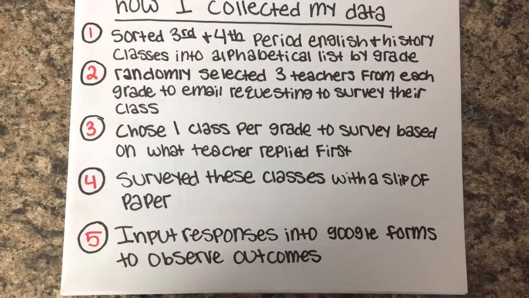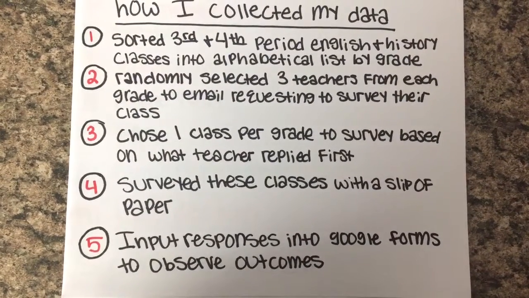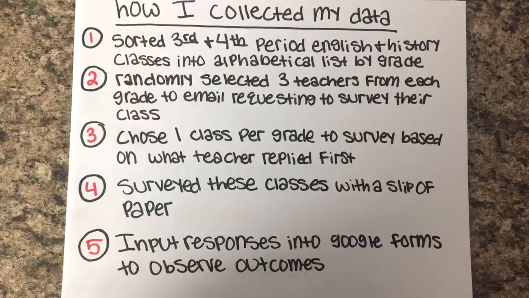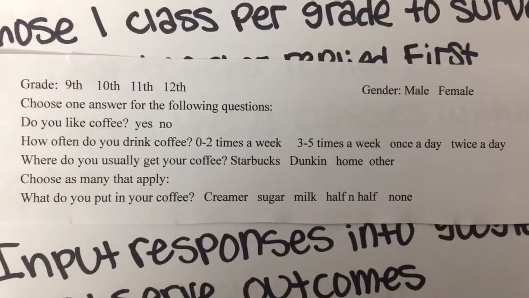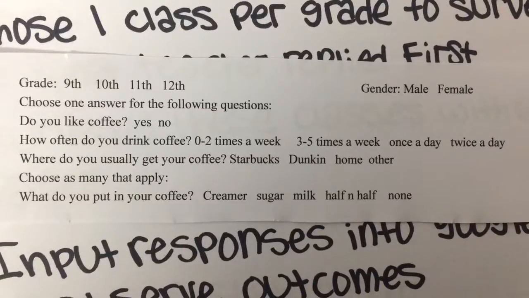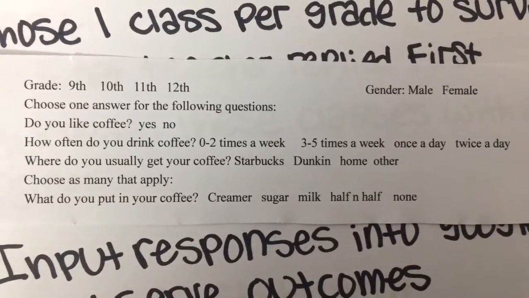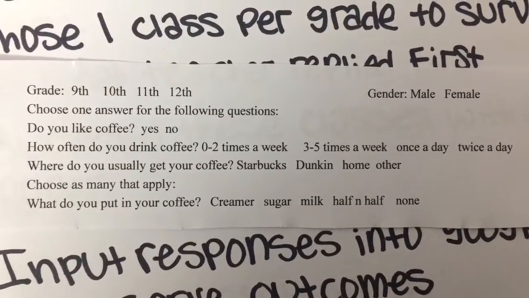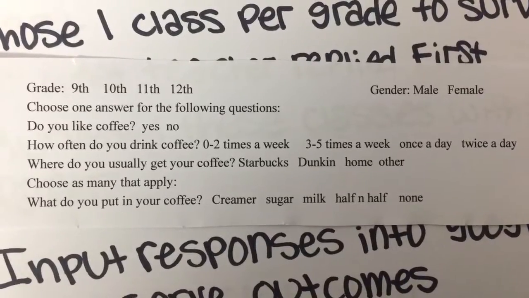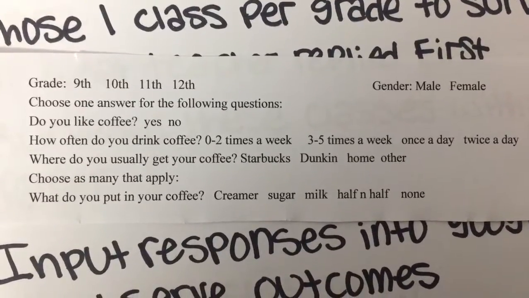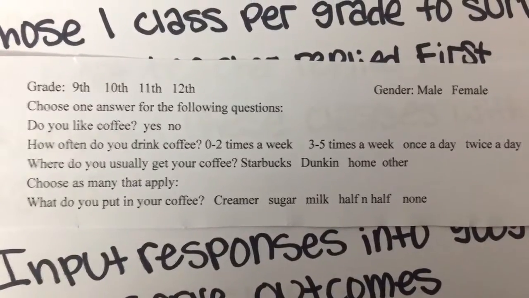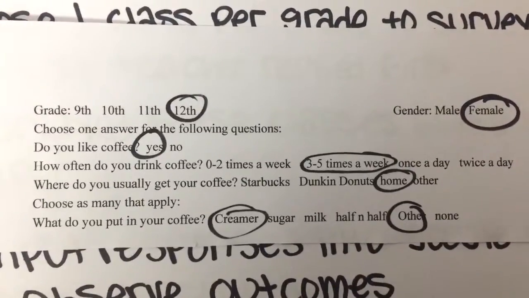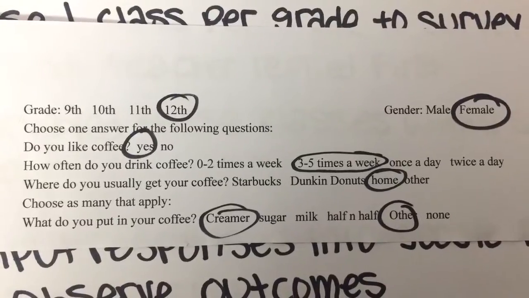I chose one class per grade to survey based off of what teacher replied first, and then I went and surveyed these classes with a slip of paper. This is what the students saw when I first handed them their paper. For most of the questions, you could only choose one option, but the very last question, what do you put in your coffee, you could choose as many that apply. They usually came back looking something like this.